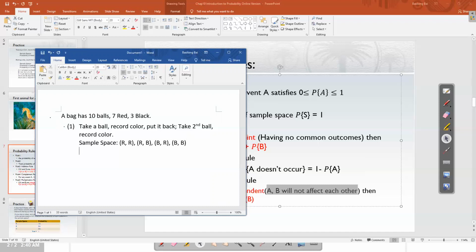Okay, so out of this sample space, we can define events. If I define event A as the first ball is red, and I define event B as the second ball is red, then what's the probability of A? What's the probability that the first ball you draw is a red color?